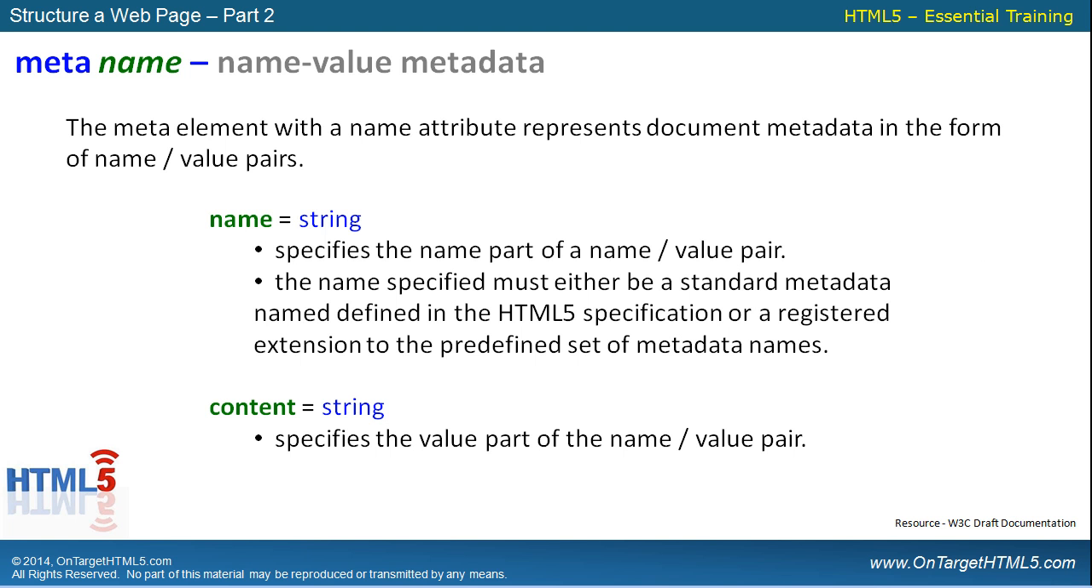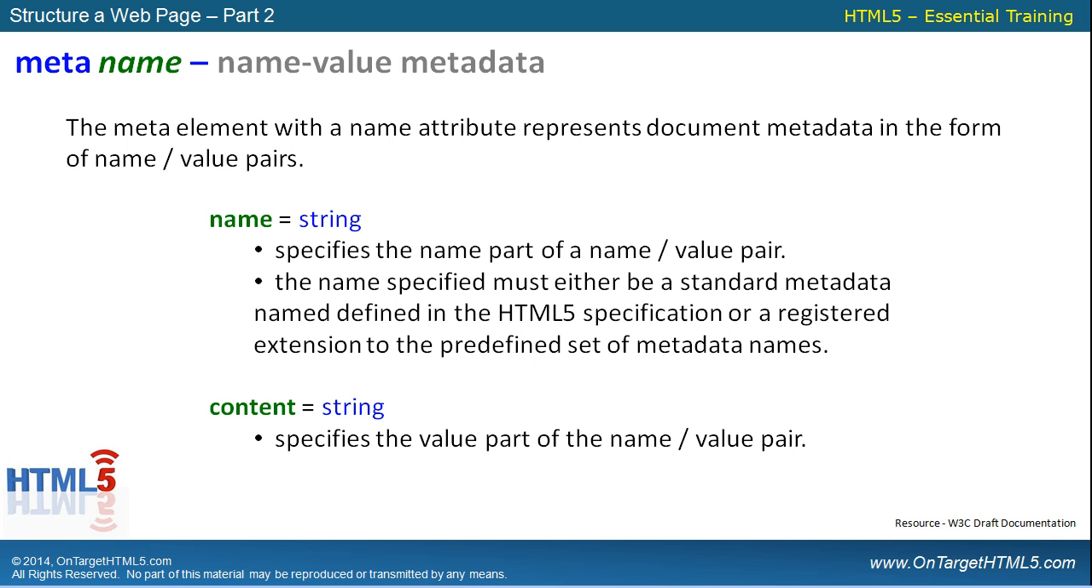We're going to talk about the standard metadata names that are defined in the HTML5 specifications. We're not going to go into the registered extensions yet. That's something for a much more advanced class. The content is actually the string. Again, it's another string that specifies the value of the name value pair. And you're going to see we're going to get into deep discussion on this as we go through this tutorial. So if you don't understand right now, just hang on. You'll be there in 1 minute.